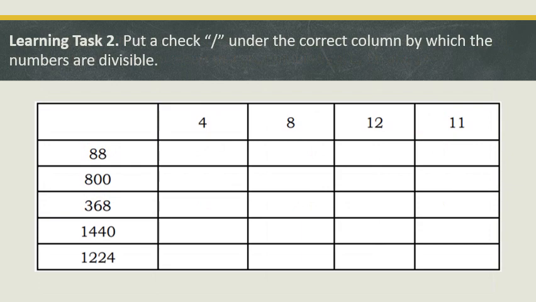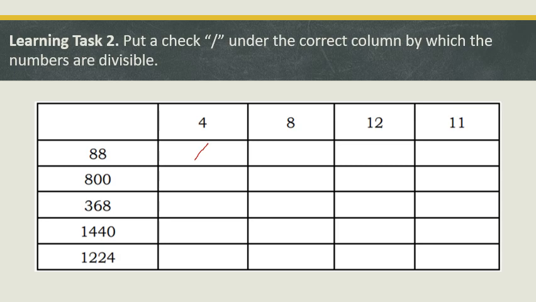So, sa learning task 2, lalagay tayo ng check under the correct column by which the numbers are divisible. So, tingnan muna natin sa divisible by 4. So, doon muna tayo sa divisible sa 4. Huwag muna natin pakalaman yung 8, 12, and 11. So, sa 4, sabi dyan, last 2 digit is divisible by 4 or ends with 2 zeros. So, 88. So, ang 88 ay pwedeng i-divide sa 4. So, ito po ay divisible sa 4.